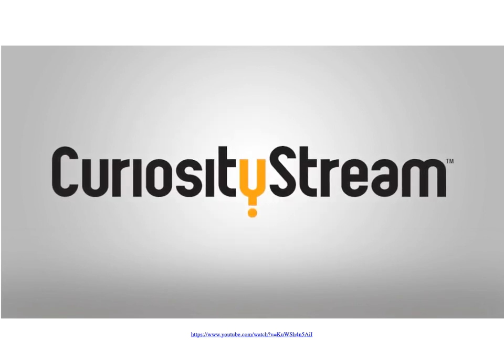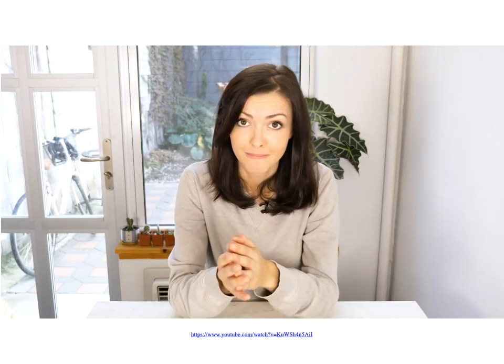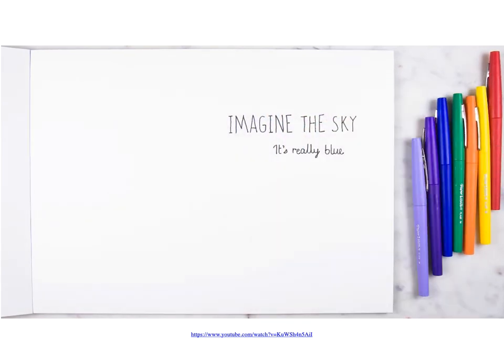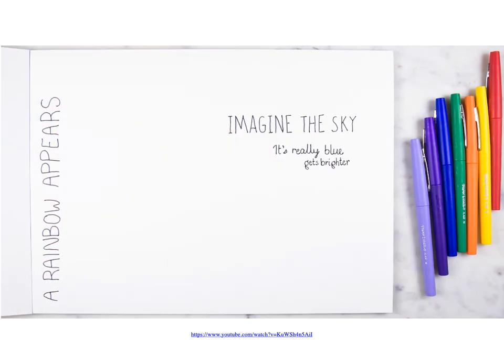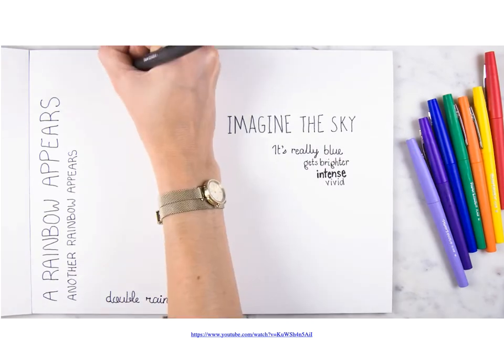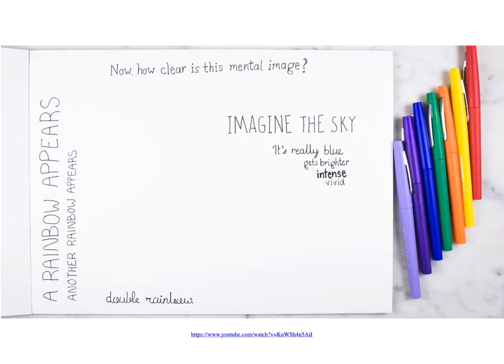Okay, there's something I want you to visualize with your mind's eye. So if it helps, perhaps close your eyes. In your mind, I want you to imagine the sky. It's really blue. And suddenly it becomes brighter. Then a rainbow appears. You turn your head and another rainbow appears. It's a double rainbow. It's so vivid and intense. Now, how clear is this mental image? Can you see each colour in the rainbow? Can you picture a bird flying in front of it? When some people are asked to picture something with their mind's eye, they just can't.